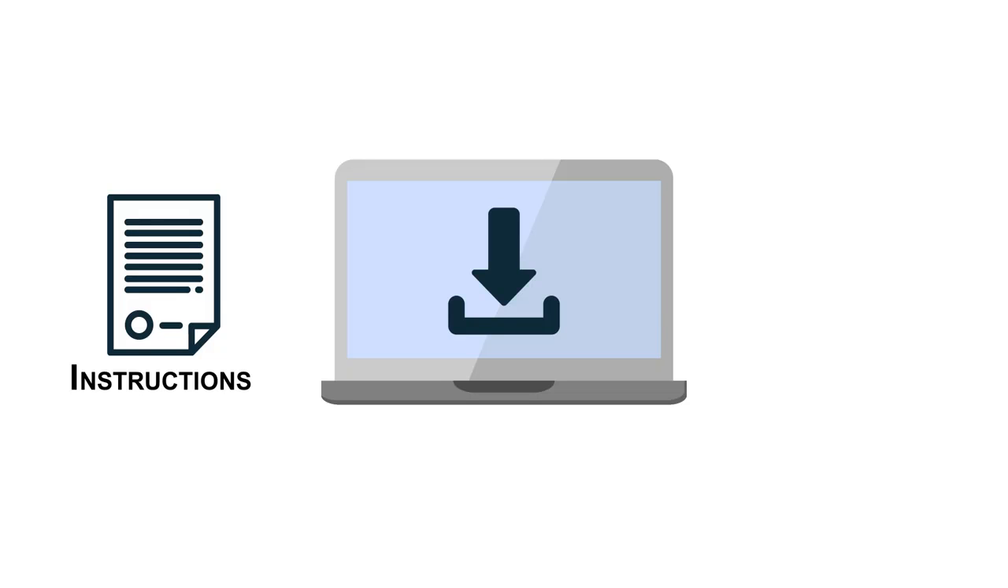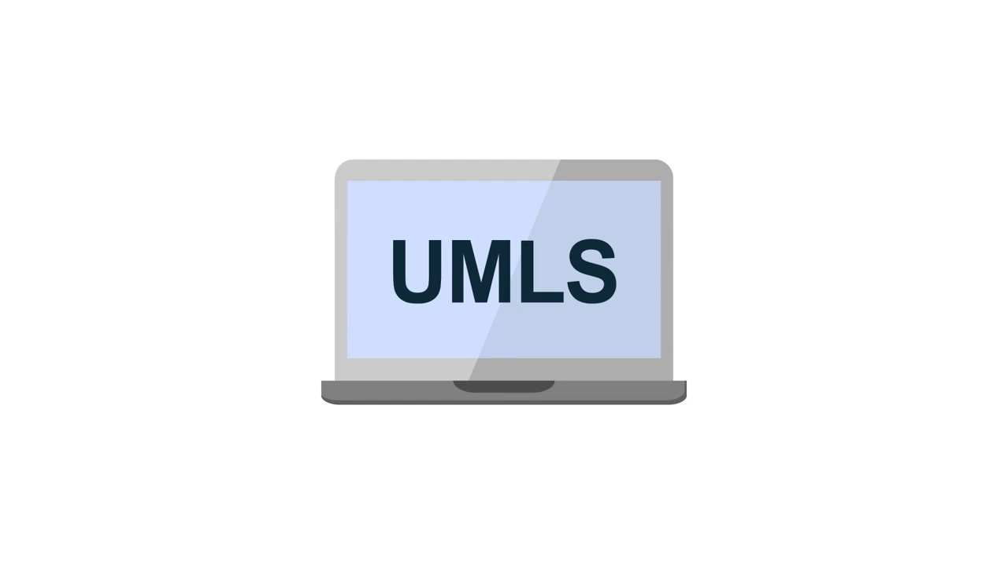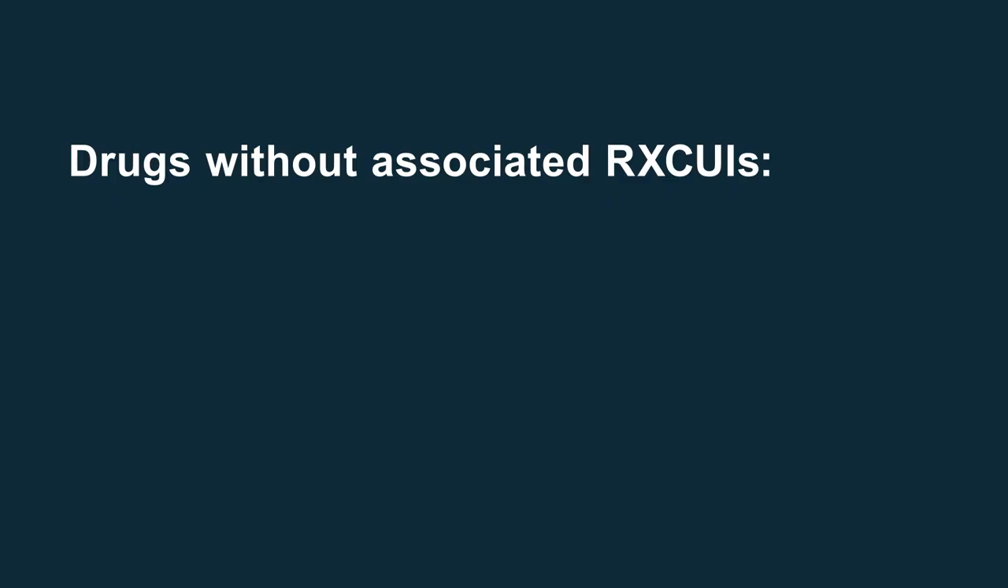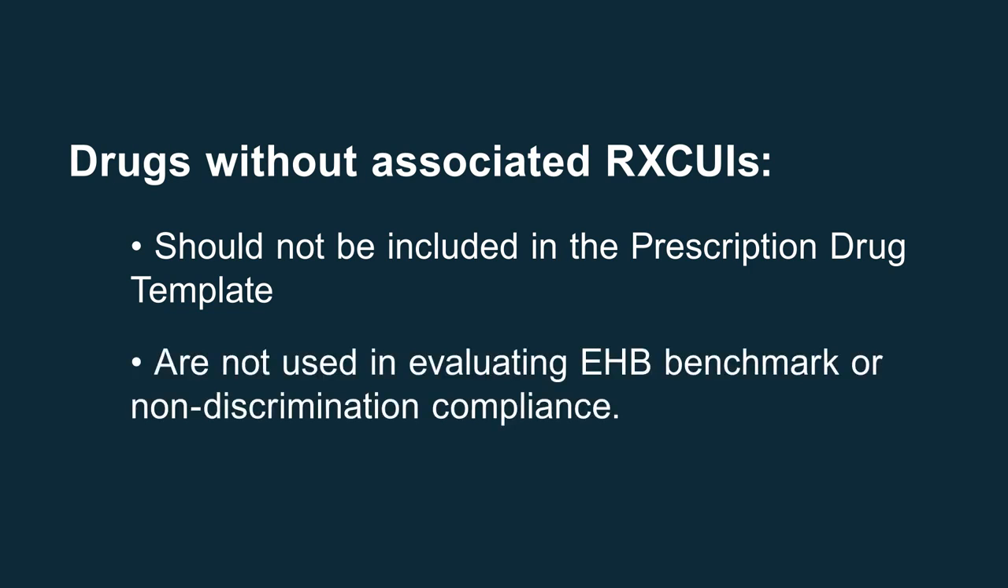Additionally, you'll need a list of valid RxQEs. Download the most recent list from the Unified Medical Language System, or UMLS. If you do not have an account or license with UMLS, refer to the QHP application instructions. Issuers are permitted to offer drugs that do not have associated RxQEs, but those drugs should not be included in the prescription drug template and are not used in evaluating essential health benefit or EHB benchmark or non-discrimination compliance.